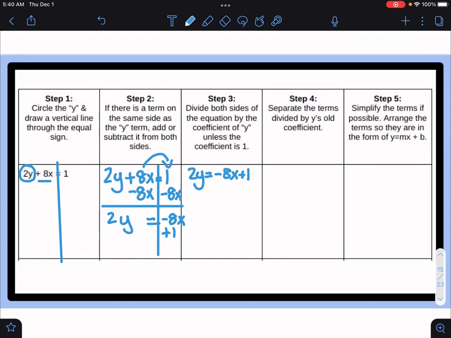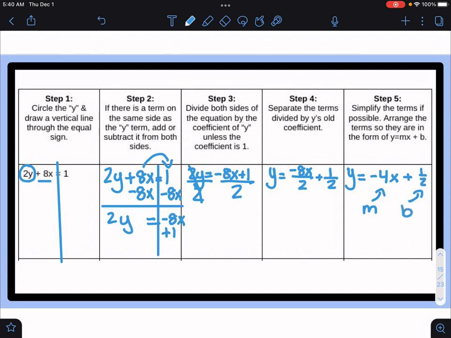Then we're going to divide both sides of the equation by the coefficient of y, so the number in front of y that's being multiplied. We're going to divide it by 2, divide it by 2. So then we would get y equals negative 8x divided by 2 plus 1 divided by 2. And now we simplify the terms if possible. Y equals negative 8 divided by 2 is negative 4. Bring the x. And 1/2 is just 1/2. The negative 4 would be our m, and the 1/2 would be our b.